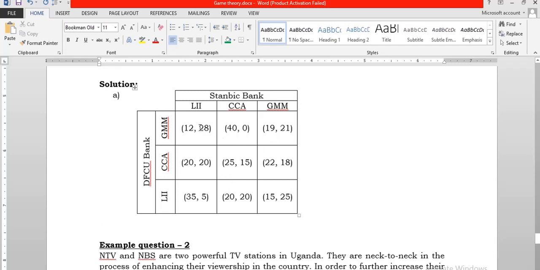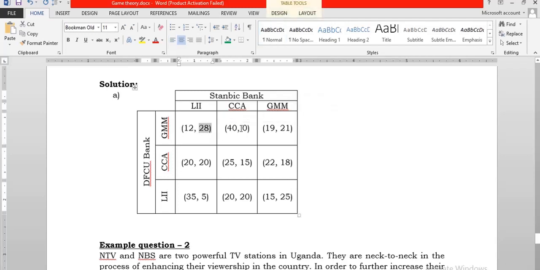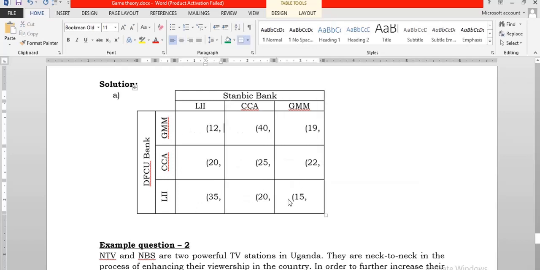So what I'm going to do, I'm going to remove all these payoffs of Stanbic Bank, the payoffs here. I'm going to remove them, so that I remove the payoffs of only DFCU and I consider them in my matrix computations. So I've removed those ones. After doing that, remove this one as well.